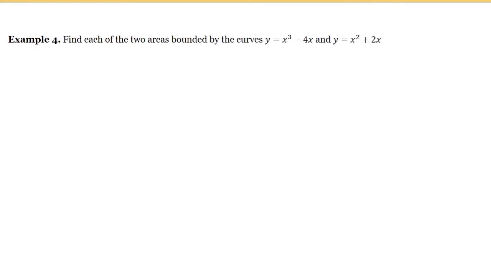Okay, so our example number 4, we are asked to find each of the two areas bounded by the curve y is equal to x cubed minus 4x and y is equal to x squared plus 2x. Okay, so pag-usapan muna natin yung isang curve. Kasi yung gagawin kasi natin dito ay i-graph muna natin yung isa bago natin i-graph yung isa. After this, na makikita natin yung point of intersection, then we can now decide which strip to be used and what limit to be used. And isang integral lang ba to or more than one integral? Titingnan natin.